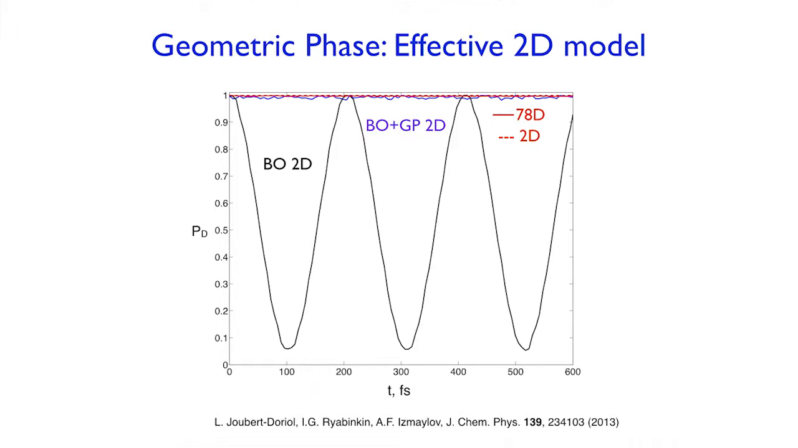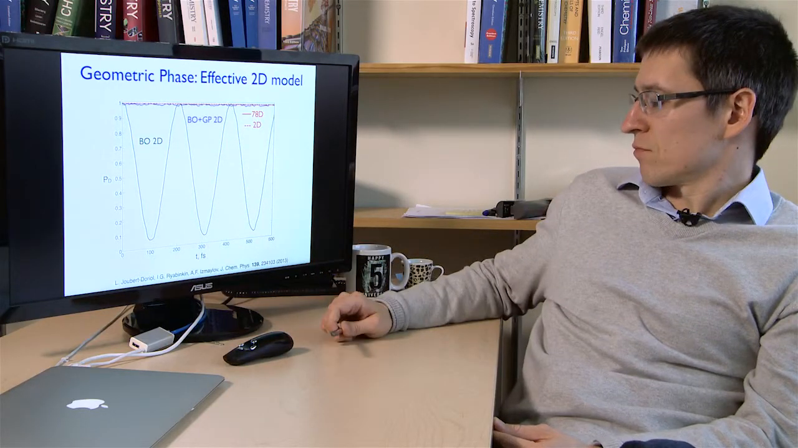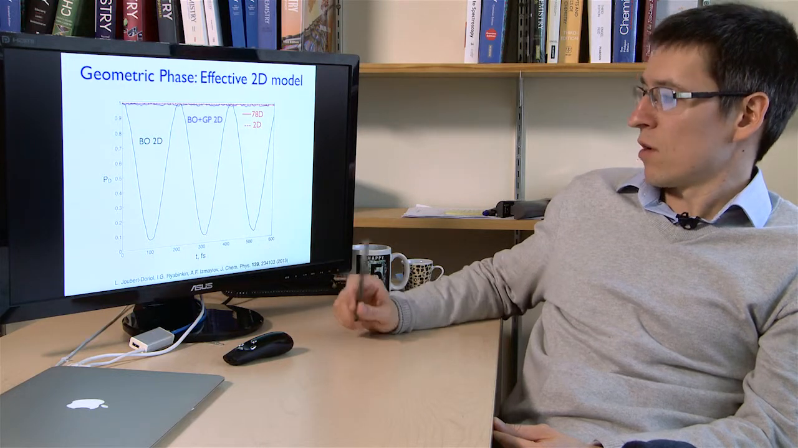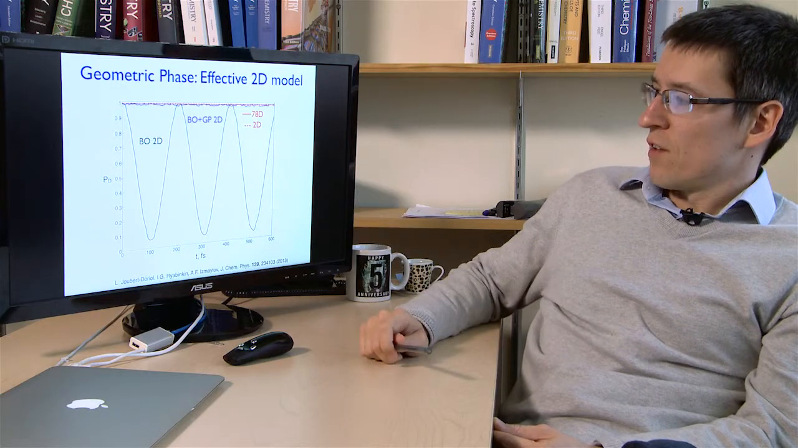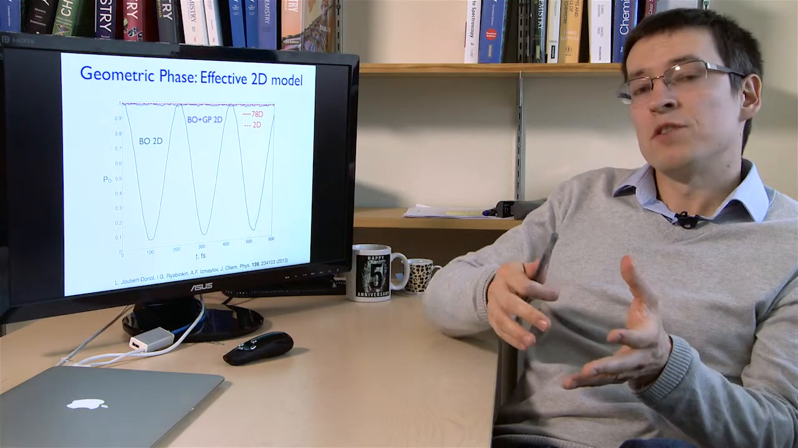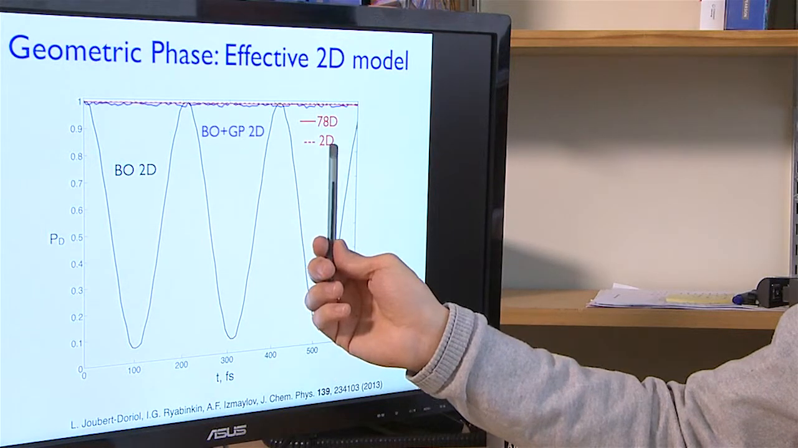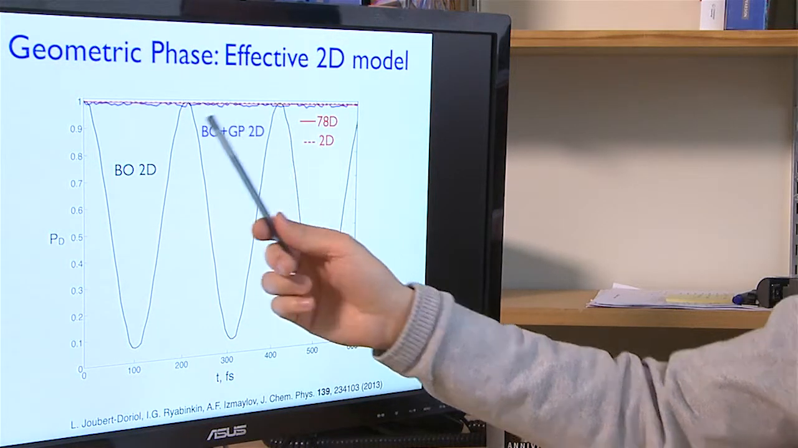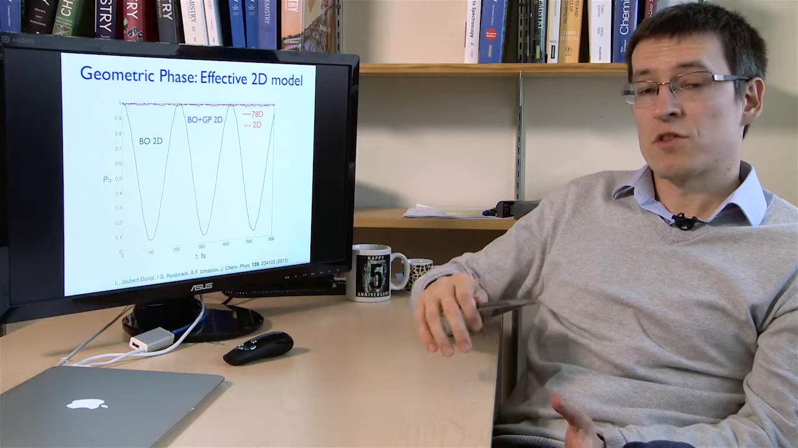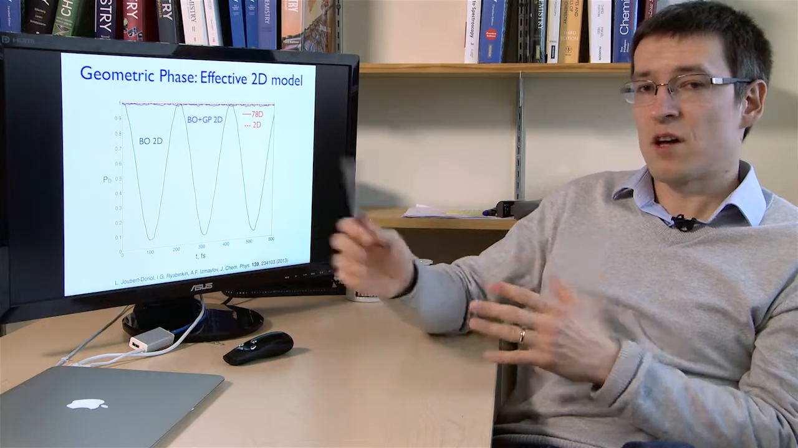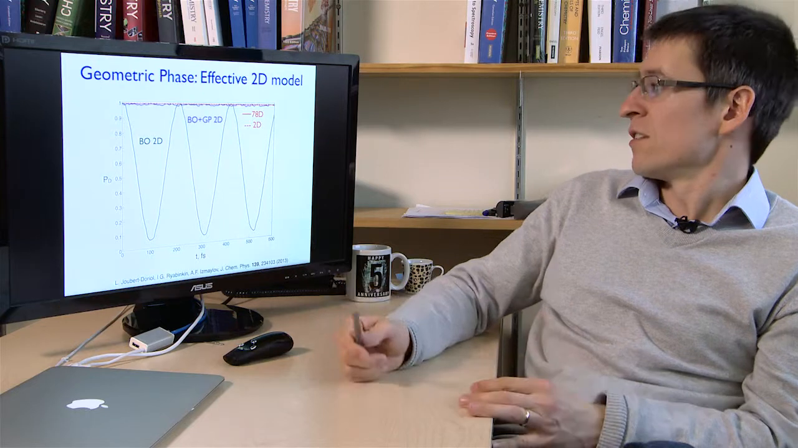In the Born-Oppenheimer two-dimensional effective model that we explain how we construct in this paper, we have these coherent oscillations that are going between the two wells. But when we add geometric phase, or we switch to the exact results, red and blue, we can see that the transfer is again frozen, and there is no transfer between one well and another well. So if we put the molecule in one configuration, it will stay there forever.